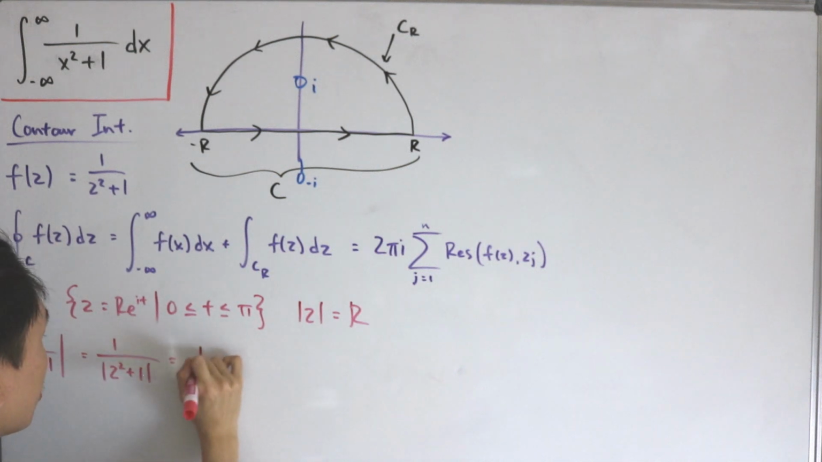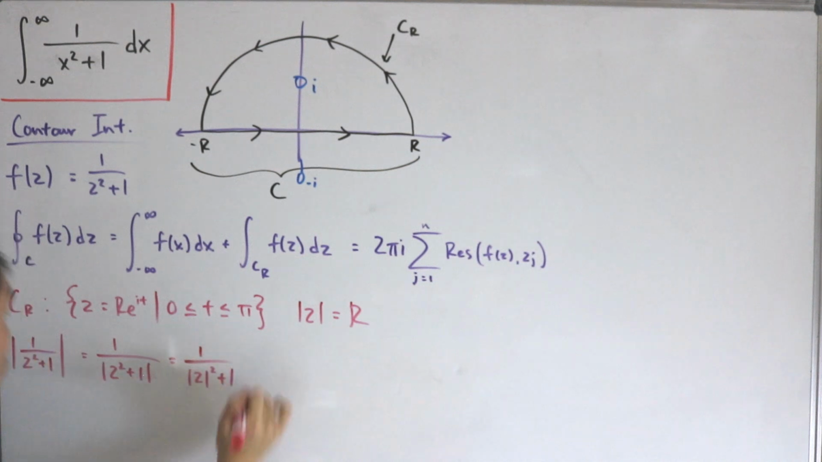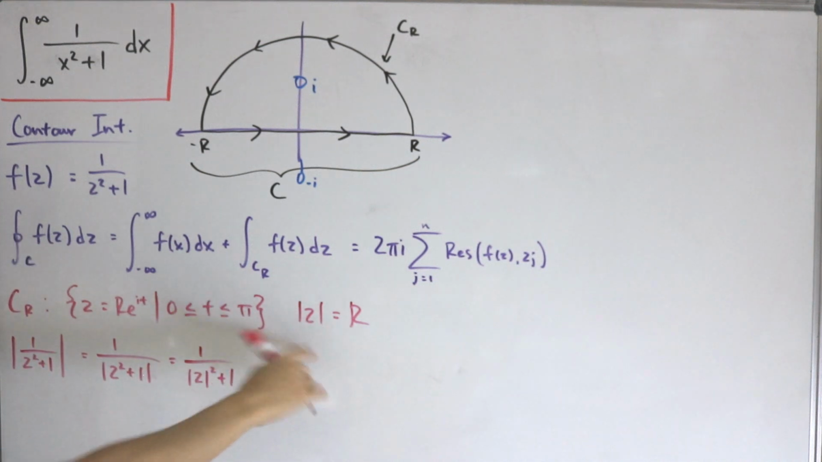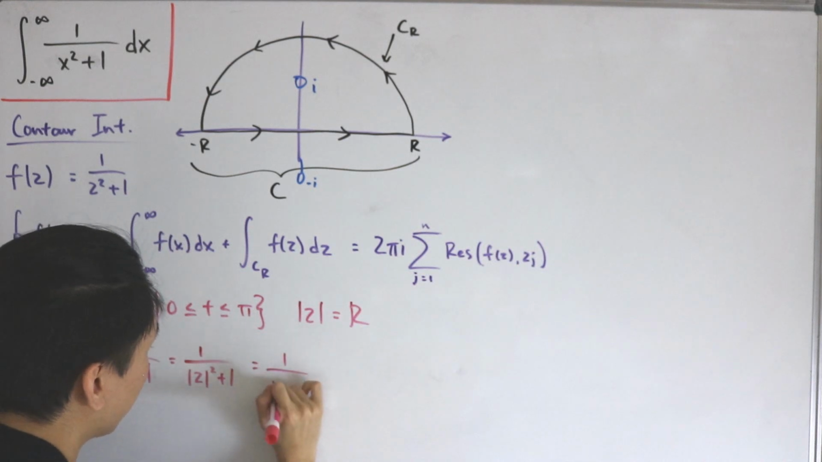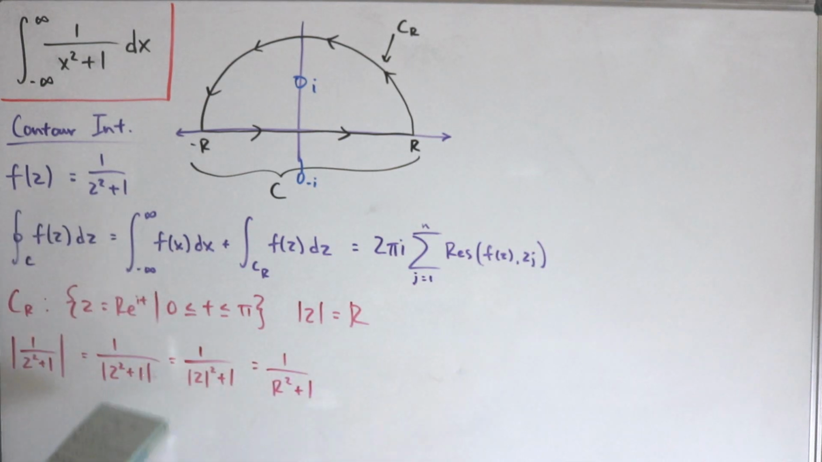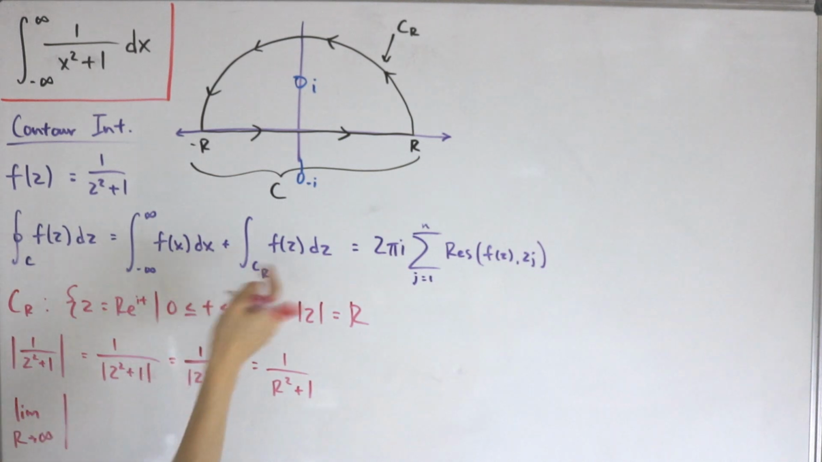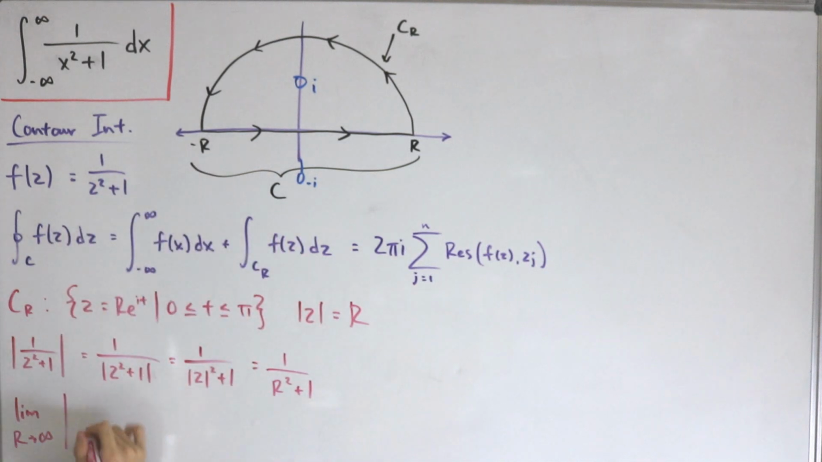So this is 1 divided by the modulus of z squared plus 1, then plug in that we said this is equal to R from integrating along that line, so this is basically just 1 divided by R squared plus 1. With that in mind, we can now calculate this limit that approaches 0. So the limit as capital R approaches infinity of the absolute value of the entire integral on that semicircle arc right there.